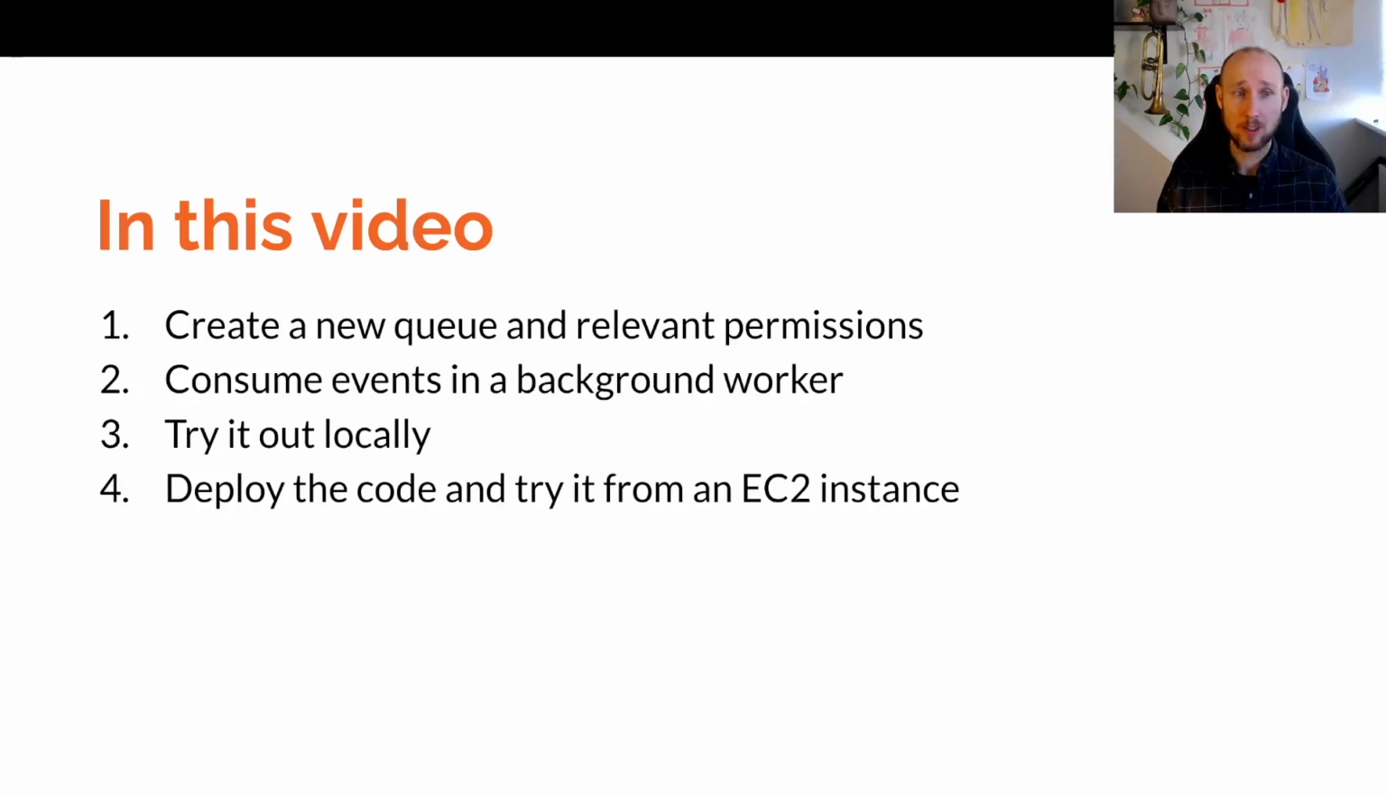In this video, we're going to create a new queue in AWS and create relevant permissions. We're going to consume events in a background worker, try it out locally, and then try it out in an EC2 instance. So let's get started.